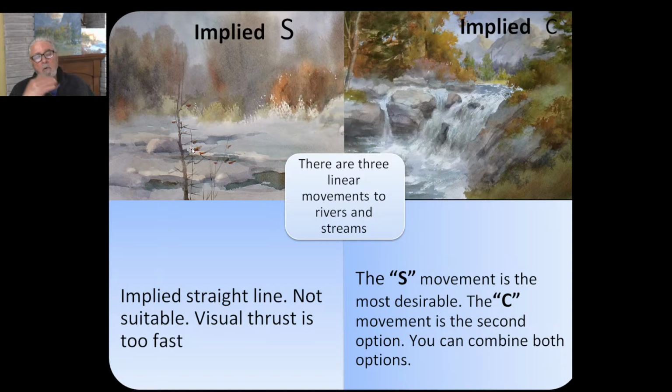Okay, so since you are moving the viewer's eye, there are 3 ways to do it. One is an implied S. Second, implied C. And I'm talking implied: S-ish, C-ish, and straight-ish. The number one way to move a viewer in a painting is this one. This is a second option, but not as good. And definitely the implied straight should be right out, should be in the garbage. Let's look at some examples.